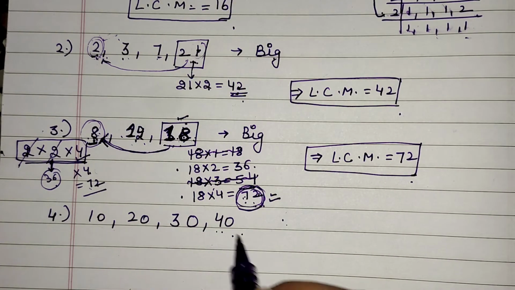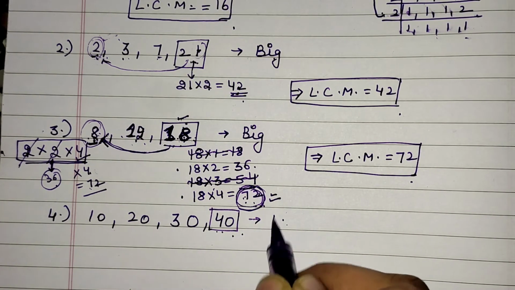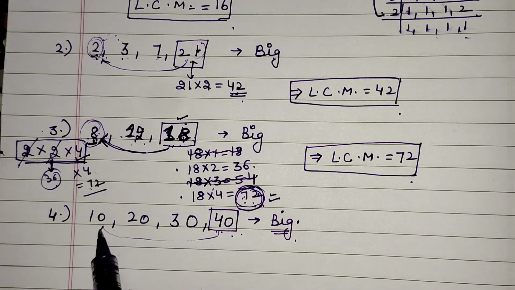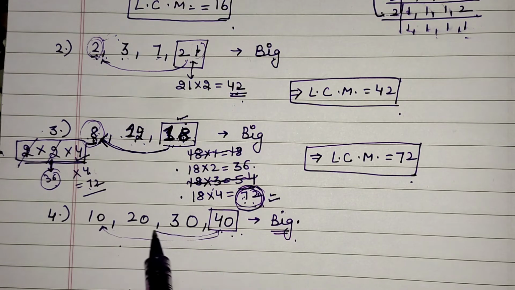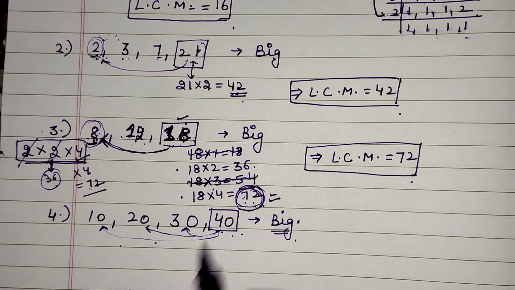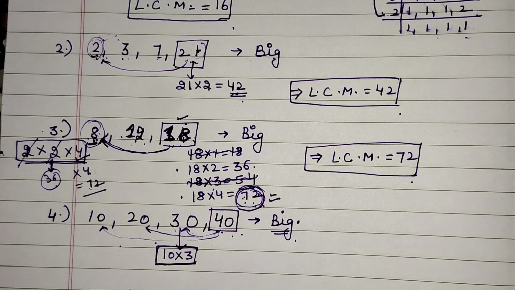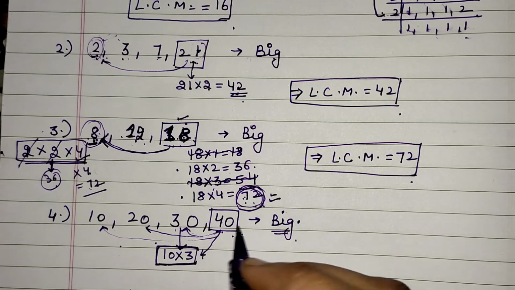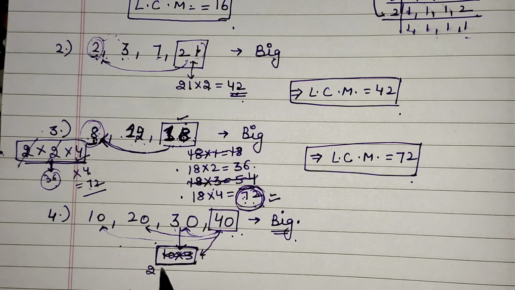Okay, so moving to the next question. The bigger number is what? The bigger number is 40. Now check whether 40 is divisible by 10. Yes. 40 is divisible by 20. Yes. 40 is divisible by 30? No, 40 is not divisible by 30. So if I write 10 into 3 as factors, or simply 2 into 5 into 3, I can write it like this.